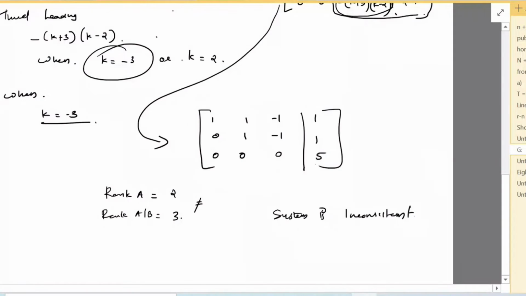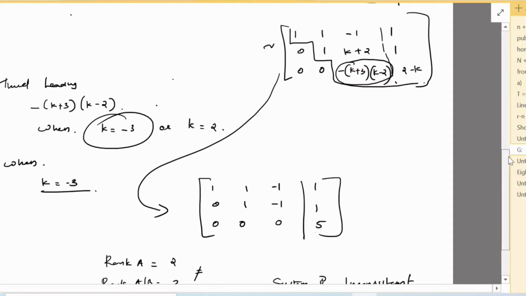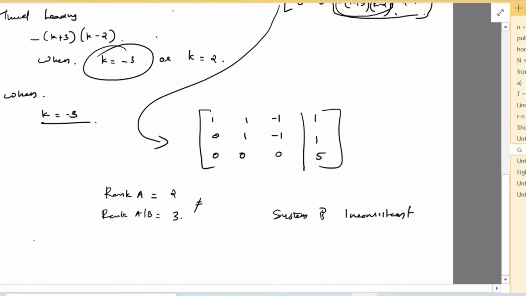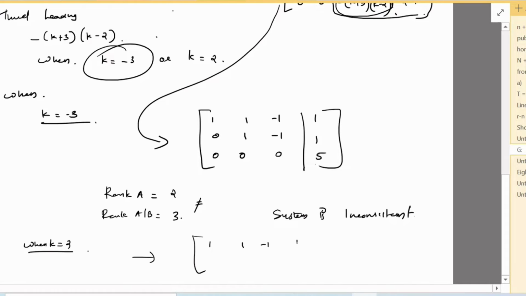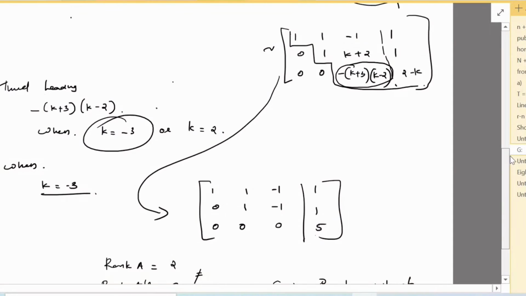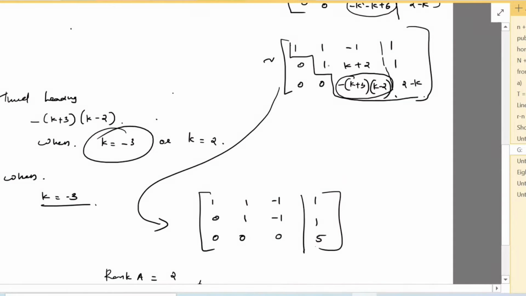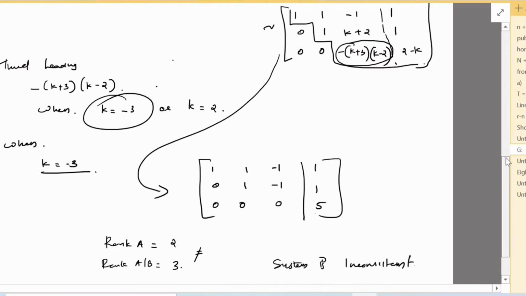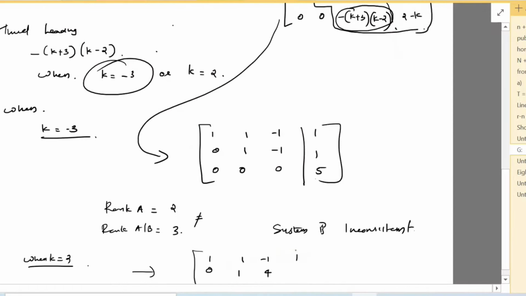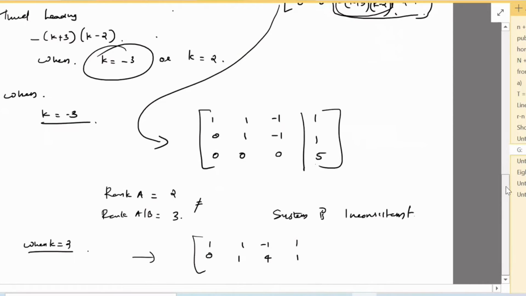So we will move on to the next possibility, that is when k equal to 2. Okay, when k equal to 2, what happens? When k equal to 2, the echelon form will be like 1, 1 minus 1, 1. The second row, that will be 0, 1, 4, right? 4, 1. And the third row, that will be 0, 0.